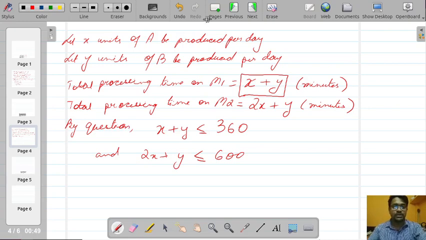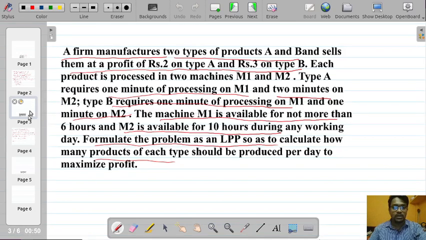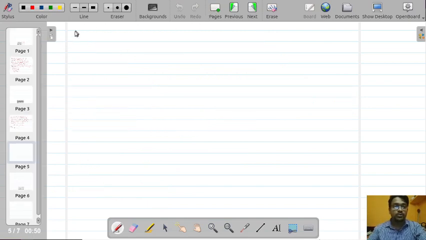And what is the profit? Z equals the profit earned, which is 2 rupees on A and 3 rupees on B. So the profit Z is twice x plus 3y. This is the profit function.